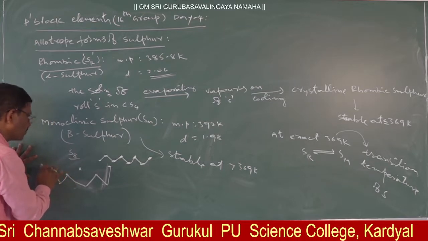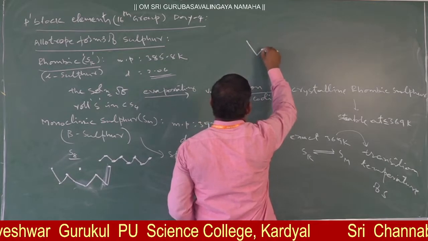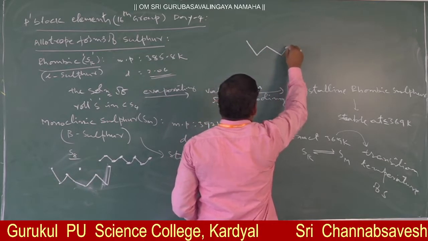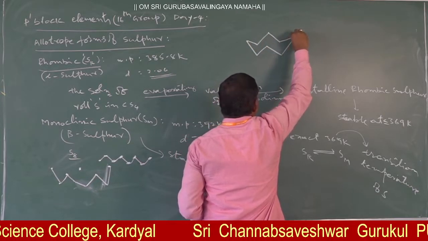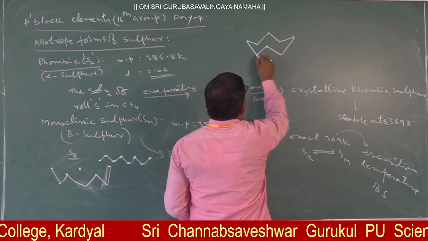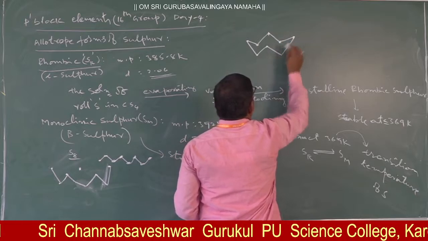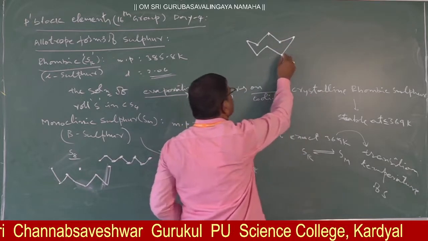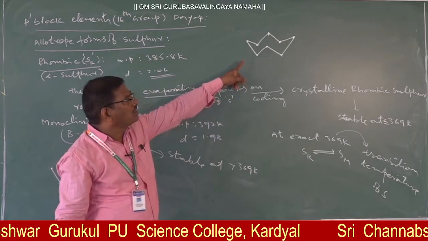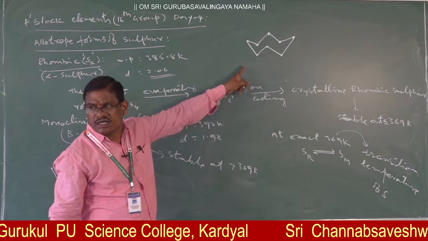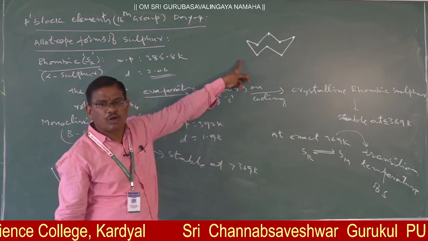Here, actually, this should be crowns, like this. Here 1, 2, 3, 4, 5, 6, 7, 8. S8 only, a ring structure, which is the crown. Sulfur structurally can exist as a crown as well as a chain. These two forms will be there for rhombic sulfur.